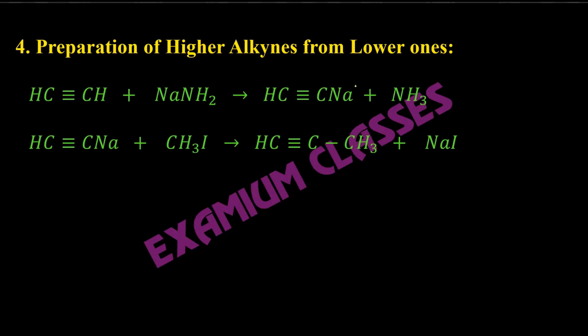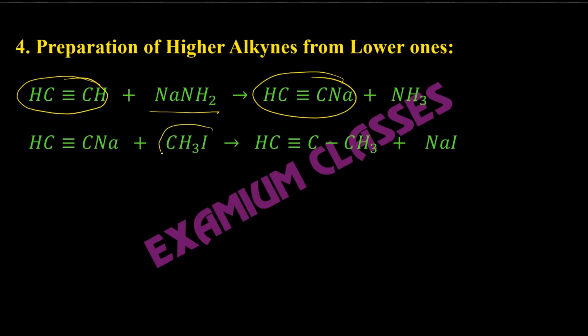So first to get the sodium acetylide, okay, this is known as sodium acetylide. What you do, you get the ethyne reacted with NaNH2. And once you get sodium acetylide, you get it reacted with the appropriate alkyl halide, alkyl iodide specifically, because alkyl iodides are more reactive. You get higher alkynes. Write these reactions. Lower alkynes to higher alkynes. First get it reacted with NaNH2, then get it reacted with appropriate alkyl halide.